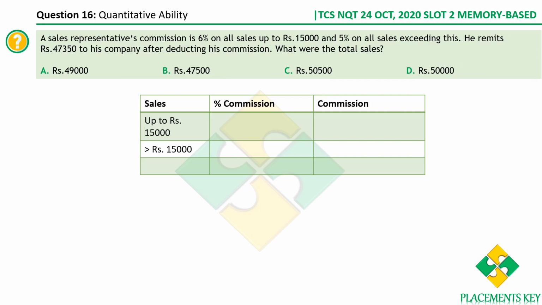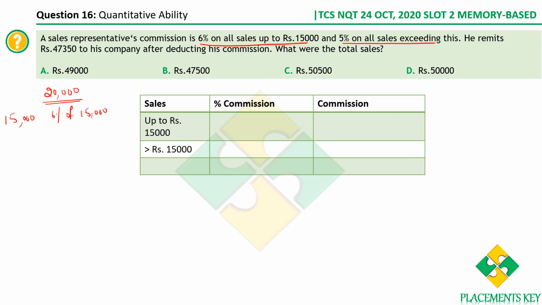Now, a sales representative's commission is 6% on all sales up to rupees 15,000. So till 15,000 the total commission will be 6%, and then 5% on all sales exceeding this. Let me take an example. Let's say the total sales is 20,000. We know that till 15,000 the commission is 6% of 15,000. What is 6% on 15,000?